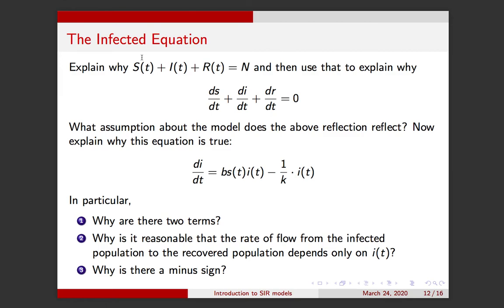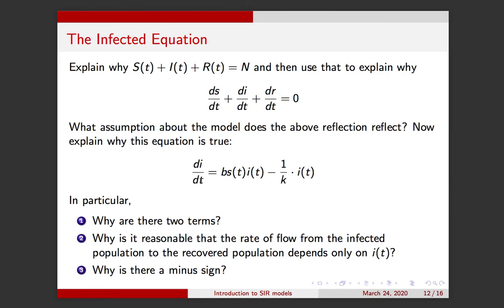And the answer is, I could divide this equation here by capital N to get lowercase s, lowercase i, lowercase r, 1 over here, right? And then if you take derivatives of both sides, you just get these three derivatives added together. The derivative of 1, though, is 0. So we actually get this nice little equation because the total population is constant.